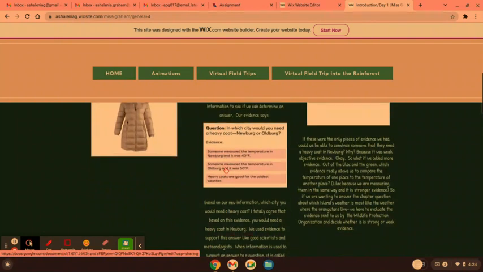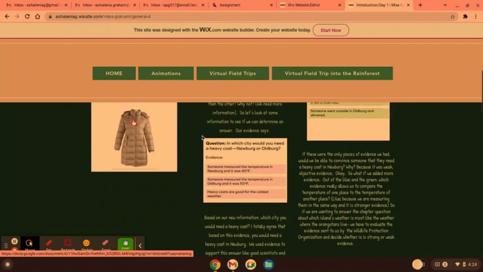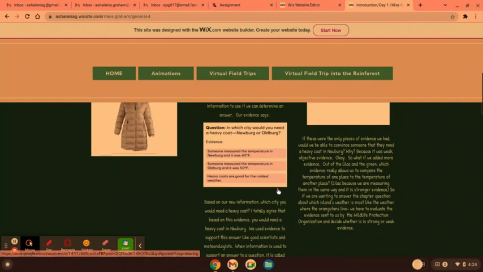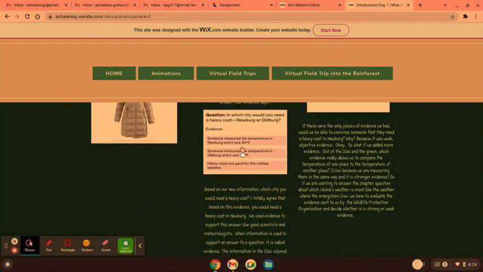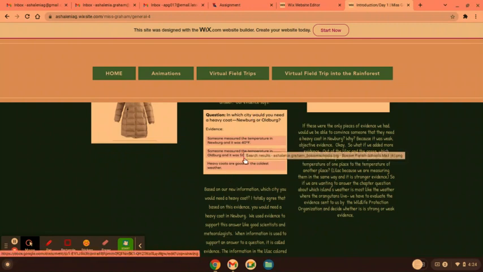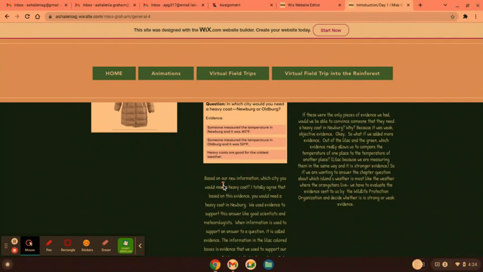So let's look at some new information to see if we can find the answer to our coat question. Which city would you need a heavy coat in, Newburgh or Oldburg? We do have some new evidence right here in lilac. Someone measured the temperature in Newburgh and said it was 40 degrees Fahrenheit. Someone measured it in Oldburg and said it was 50. And our evidence also tells us that heavy coats are good for the coldest weather.